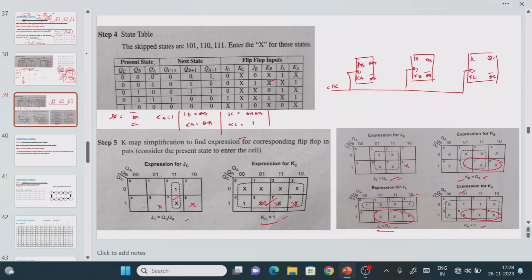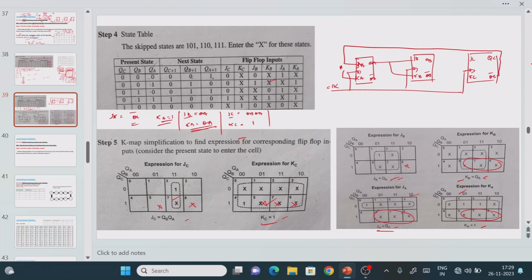I am going to connect this JA with the QC bar. That's it. Next, what is the KA value? KA equal to 1, right? We don't have 1 anywhere, so assign the external value. Now JB equal to QA, right? Where do we have the JB? Here we have the JB, here we have the QA. Just connect it, that's it. So JB equal to QA. Next, KB equal to also QA, right? So this KB will be connected to QA, that's it.